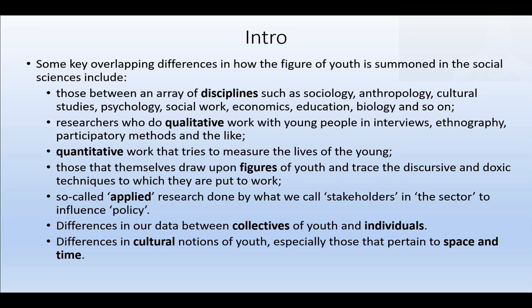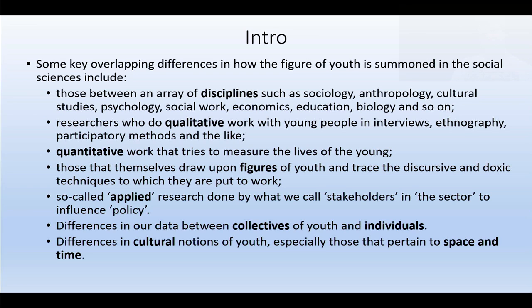There'll be different figures of youth being evoked in terms of the different methods we use. Those who do qualitative work, who go out into the world and interview and do ethnography and participant observation and the like, and those who do more quantitative work that tries to measure the lives of young people. A different picture, a different figure, develops out of those different kinds of research methods. There are also those that draw and paint their own figures, that try to critically engage with some of the more dominant discursive and doxic ways that young people are presented in the media and in politics, and the ways that different notions of youth are put to work to do different things, whether that's ideologically or whatever.